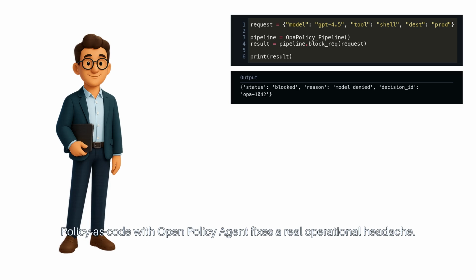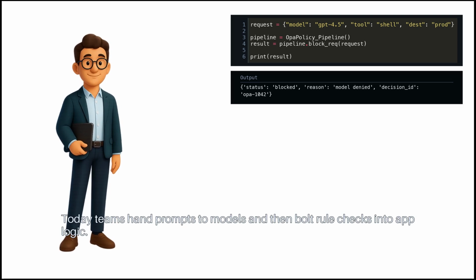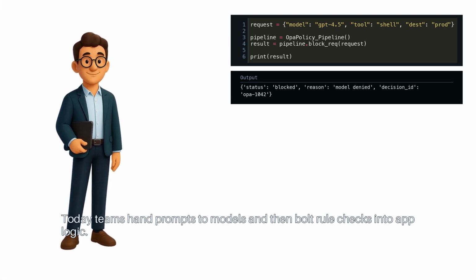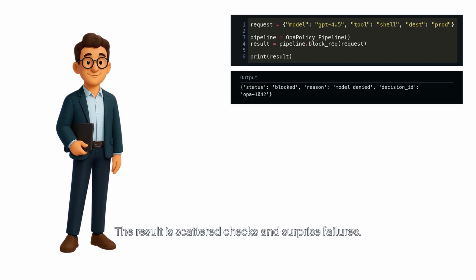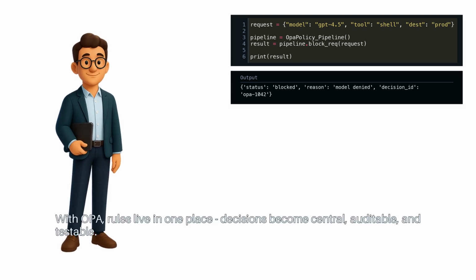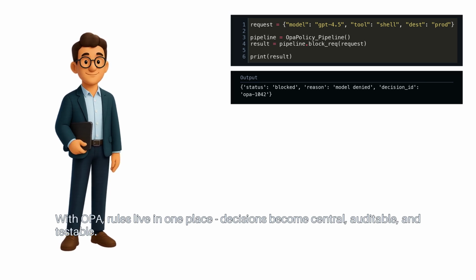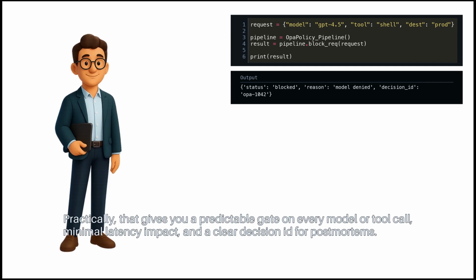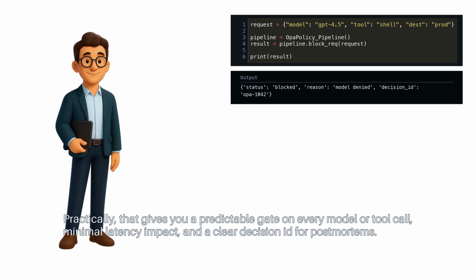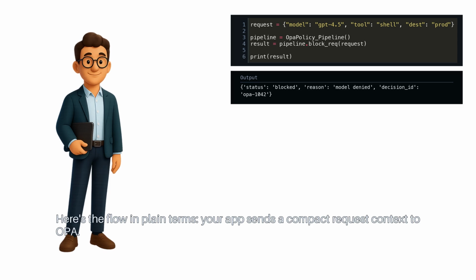Policy as code with Open Policy Agent fixes a real operational headache. Today, teams hand prompts to models and then bolt rule checks into app logic. The result is scattered checks and surprise failures. With OPA, rules live in one place. Decisions become central, auditable, and testable. Practically, that gives you a predictable gate on every model or tool call, minimal latency impact, and a clear decision ID for postmortems. Here's the flow in plain terms.